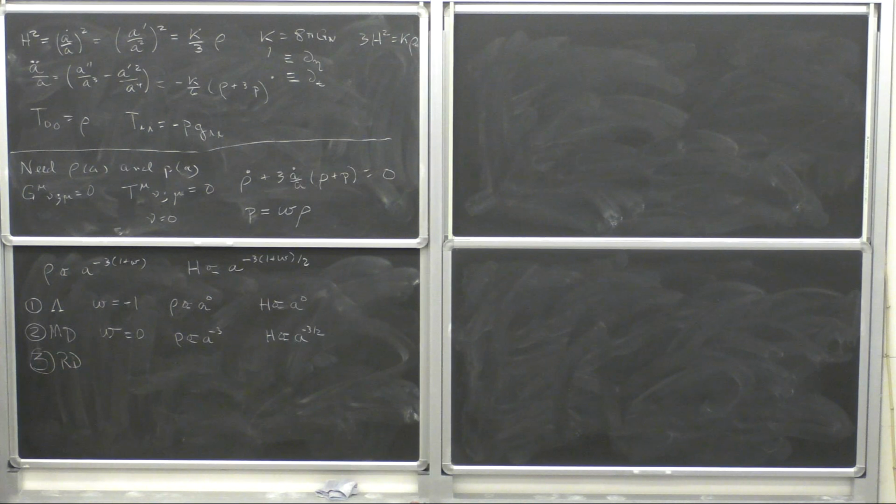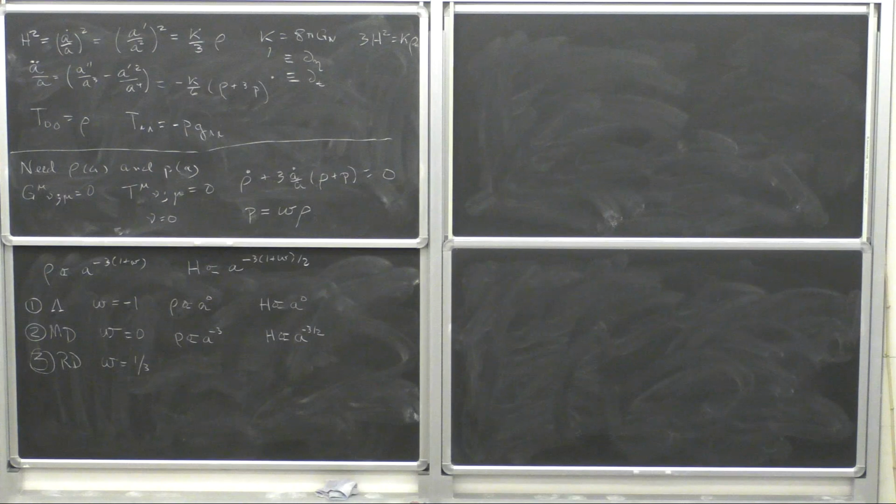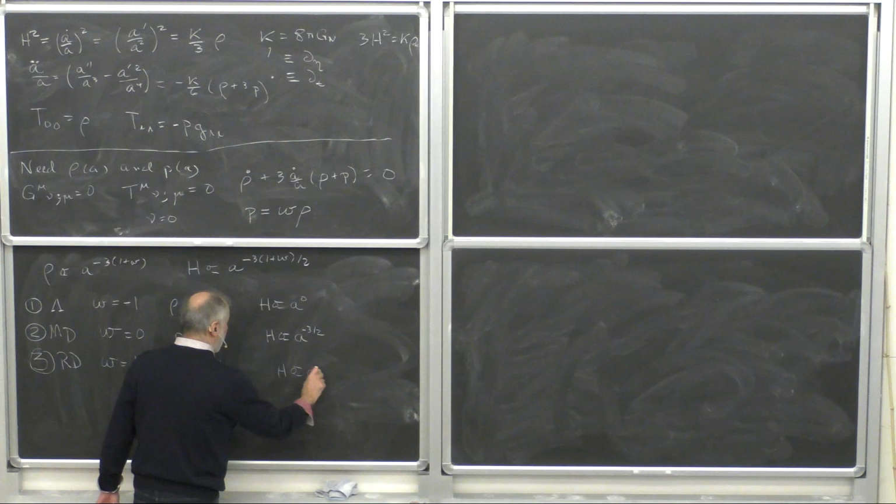If the universe is radiation dominated, w is equal to 1/3. The pressure is 1/3 of the energy density. Rho is proportional to A to the minus 4, and the expansion rate is proportional to A to the minus 2.